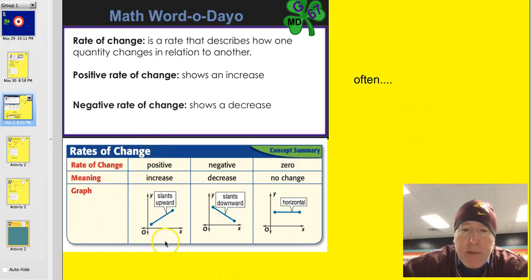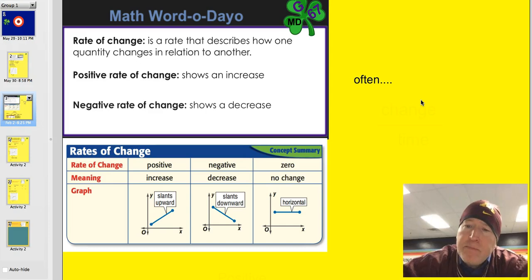I love this little pic here I snapped right from your math book. Here you can see that the positive rate, it's slanting upward, just like our email contact example in the first slide. A negative rate, well, that's decreasing. That's slanting downward. And if it's no change or zero change, you're going to have yourself a horizontal line.